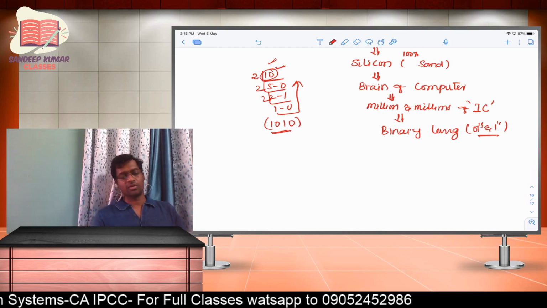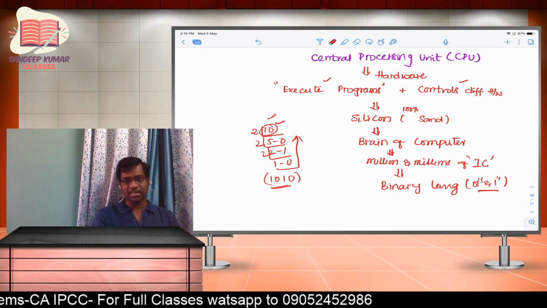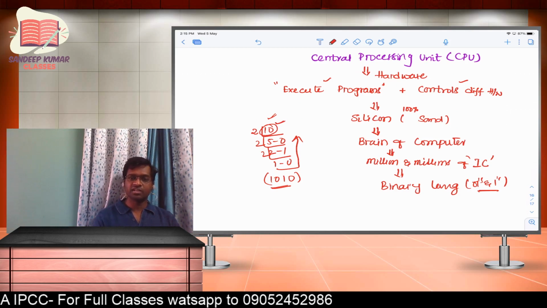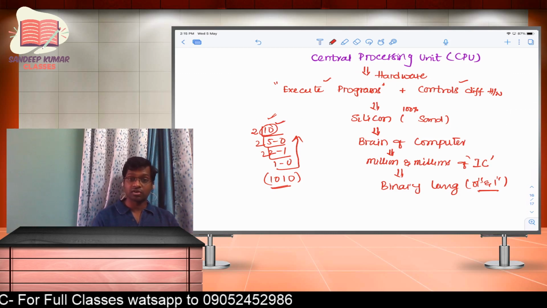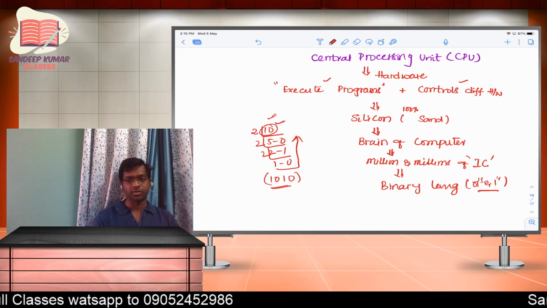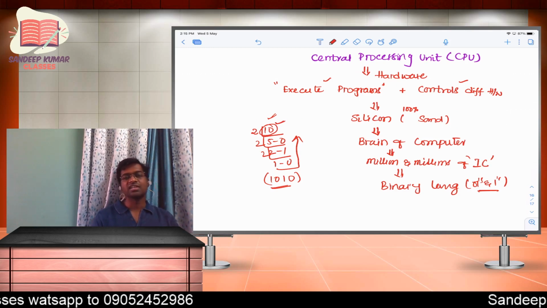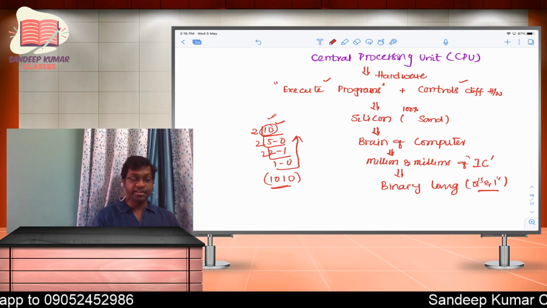So what is a central processing unit? It is a hardware that executes programs and controls different hardware. The material we use is silicon, which is 100% pure sand. It is also called the brain of a computer, and it consists of millions and millions of ICs. What is an IC? Integrated circuits. Do these integrated circuits understand different languages? No, they understand only one language, called binary. So this is the introduction to the central processing unit.